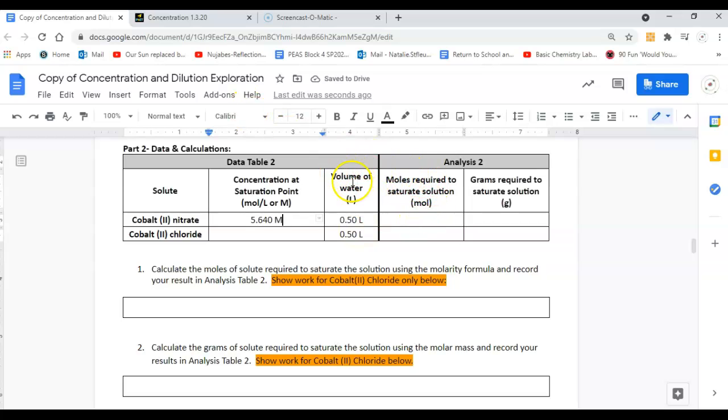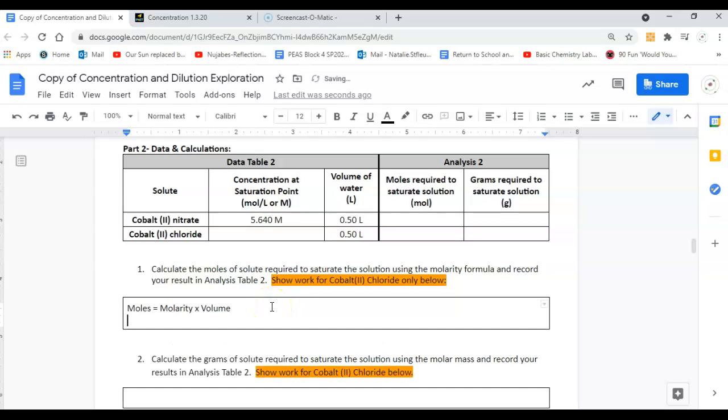All right, so now we're going to use these two pieces of information to get the moles required and then also the grams required. So let's start with the moles required. To get the moles, just like you did before, moles is equal to molarity times the volume. And that's because we just rearranged molarity equals moles over liters of solution to solve for moles.